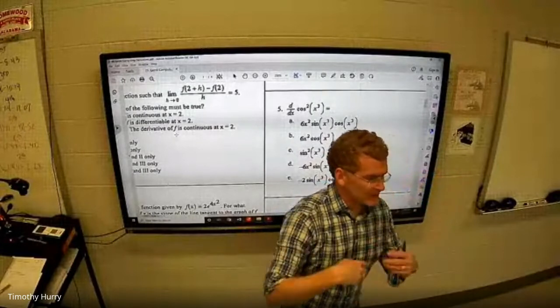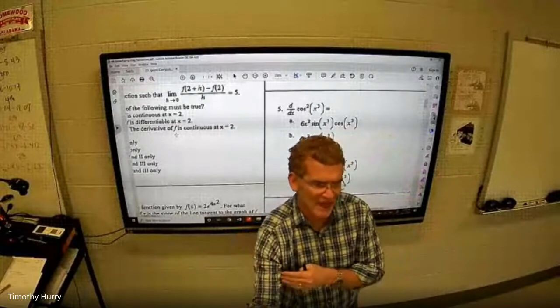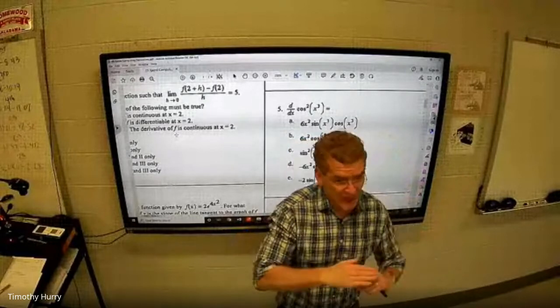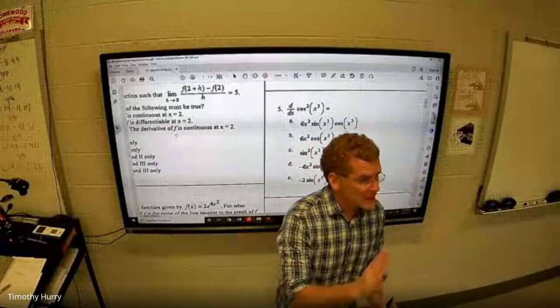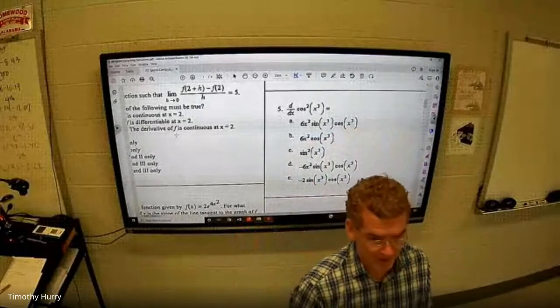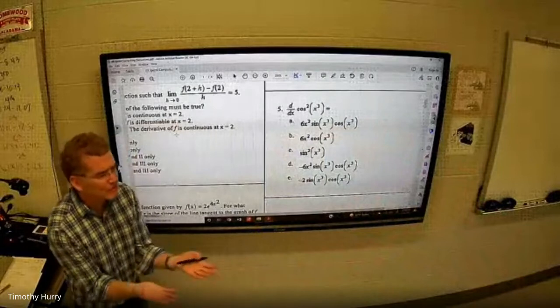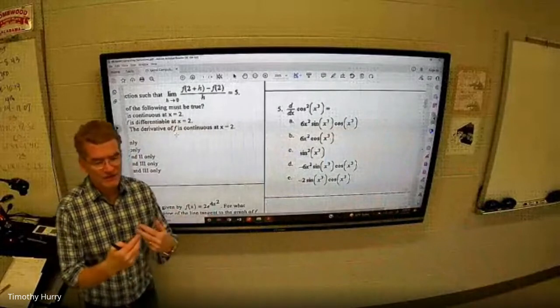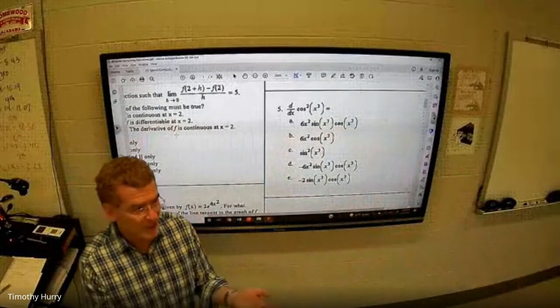Like, what if I created a volume equation that used x for the side, and this side's x, and this side's 2x, and the height's 3x, or something like that. I could figure out what x maximized volume, and then plug that x back into my formula to figure out the length, width, and height that I needed to maximize volume. That's a simple little example, but that's a whole study called optimization.